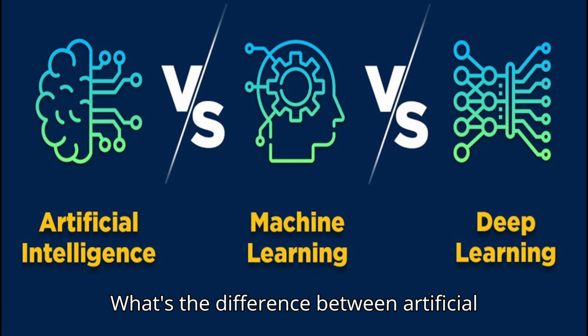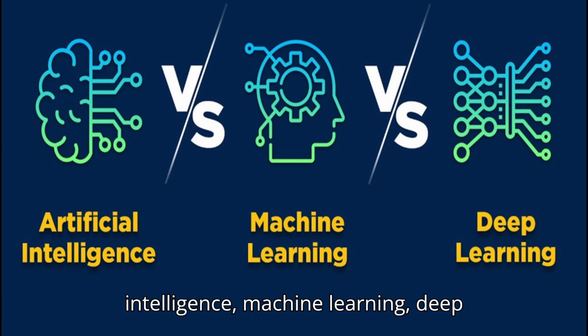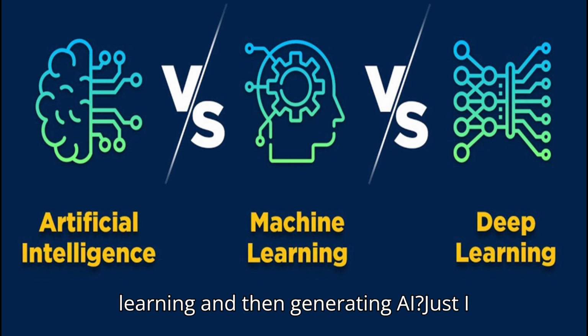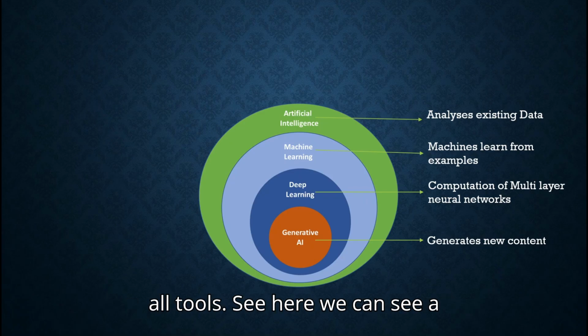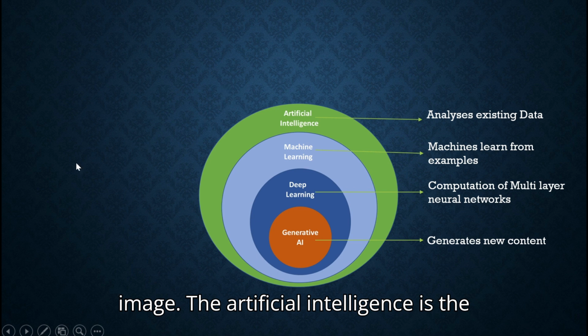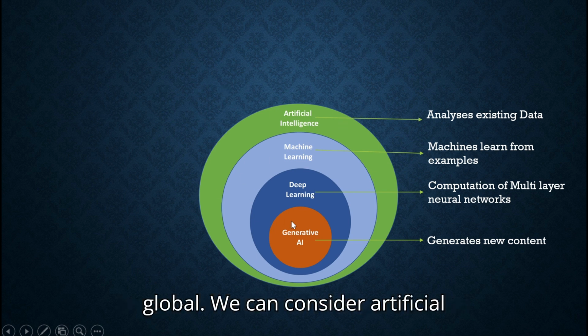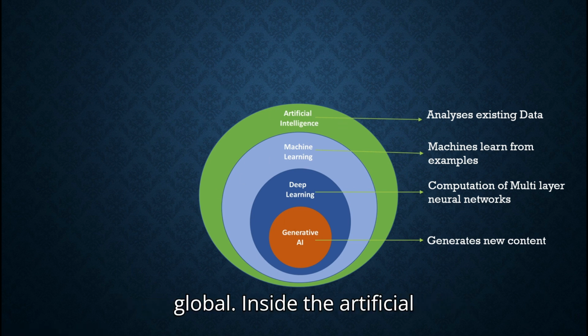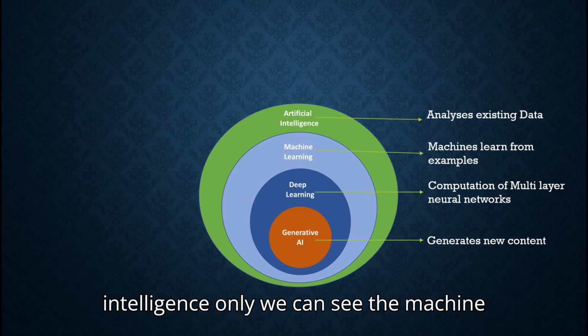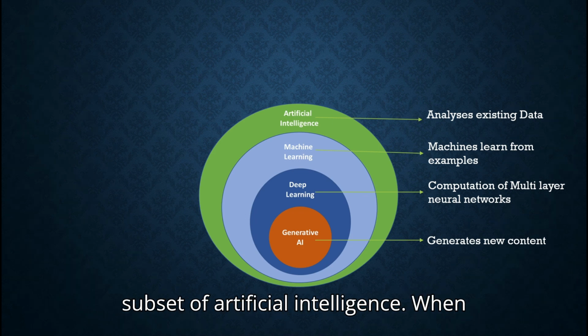What's the difference between artificial intelligence, machine learning, deep learning, and generative AI? I have given a comparison between all of these. Here we can see an image. Artificial intelligence is the global umbrella. Inside artificial intelligence, we can see machine learning. So machine learning is a subset of artificial intelligence.